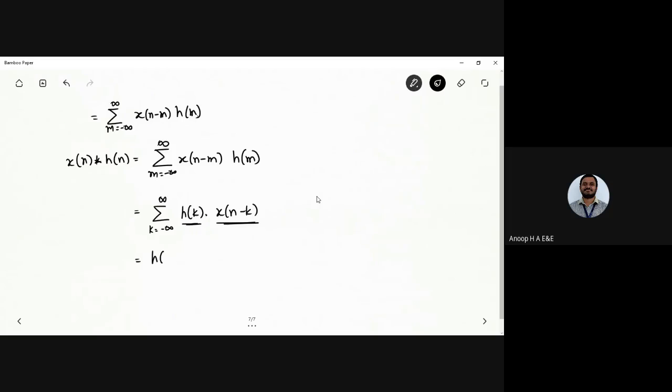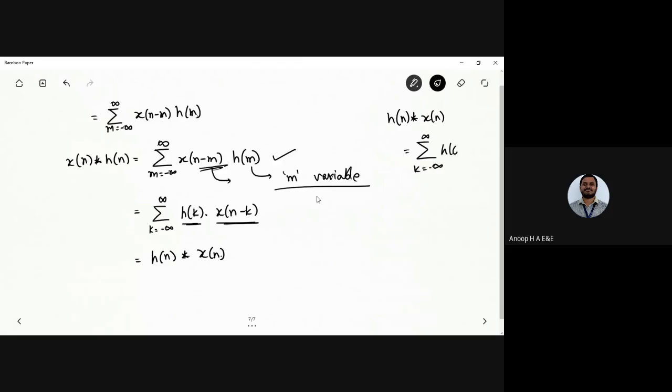So that would be again h of n convoluted with x of n. So this is x of n convoluted with h of n, where m is a dummy variable. Now this term, where I am going to represent again h of n convoluted with x of n, how can I write it? Sigma k equals minus infinity to plus infinity h of k x of n minus k. So that is what you can write as x of n convoluted with h of n again.